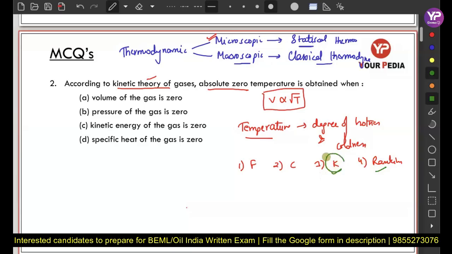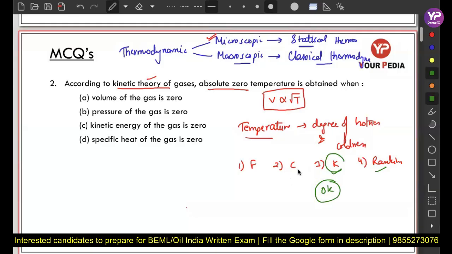Okay. The Kelvin scale is a scale in which there are no negative values. The absolute zero temperature is represented by 0 Kelvin. And at 0 Kelvin, there won't be any kinetic energy, any molecular momentum or molecular randomness present inside the system. Okay, just remember that part. That is a very, very important thing.